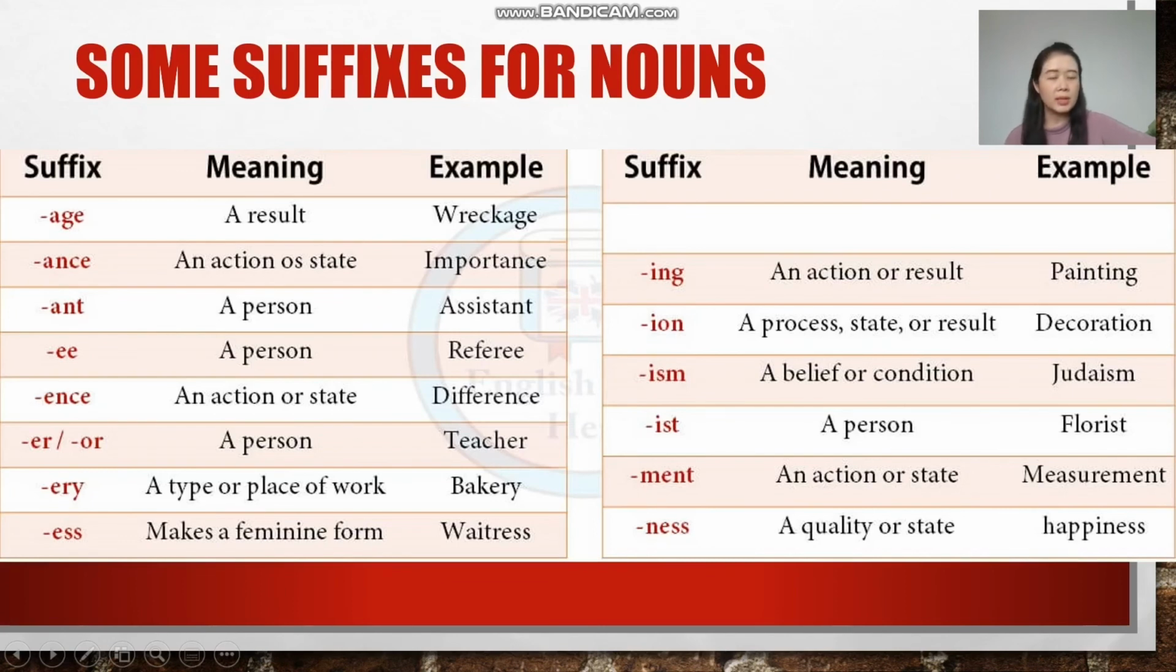Or on the right, you can see the suffix "ion." The suffix "ion" is about a process, state, or result. An example is the word "decoration." Before, it was the word "decorate," but once you see "ion," you know that it is a noun. Or "ment" or "ness." If you know about these suffixes, they can help you in analyzing the noun in the sentence as well.